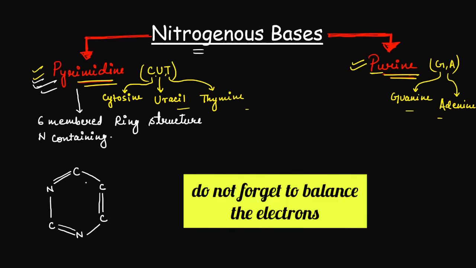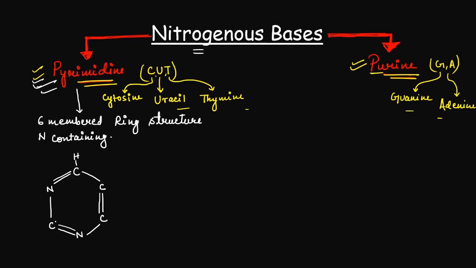Carbon can form 4 bonds. Here we can see only 3, so there will be one hydrogen. Nitrogen can form 3 bonds and it has formed all the 3 bonds. These two carbons have formed only 3 bonds each, so there is one hydrogen on each carbon.